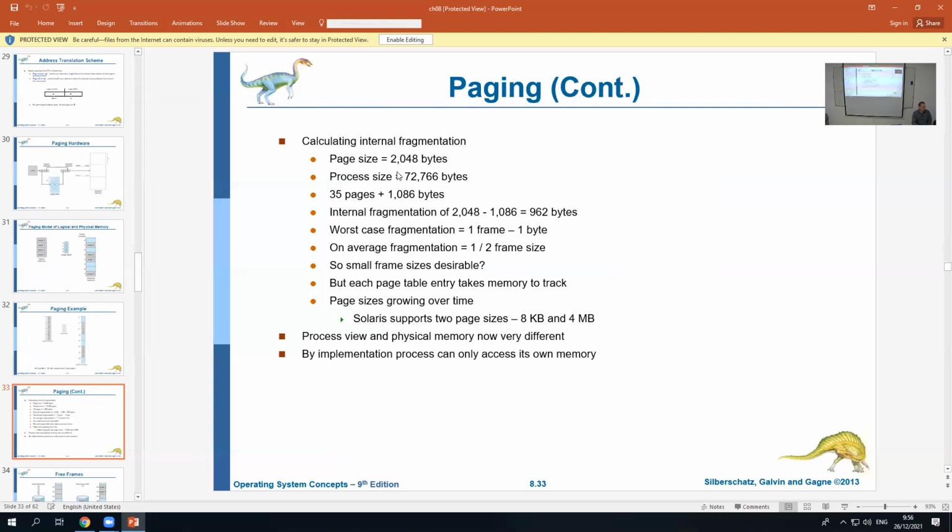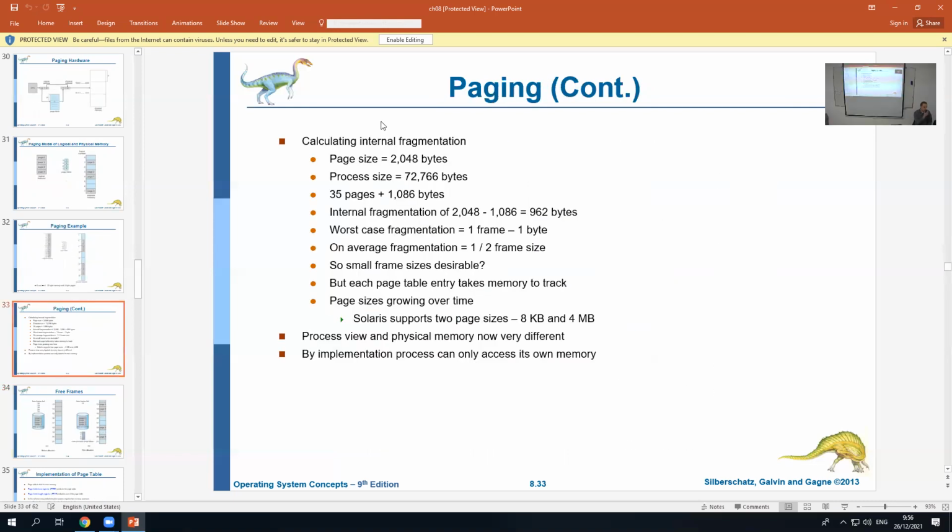Okay, can I ask? Okay, so calculating internal fragmentation. Why is it? Page size is.